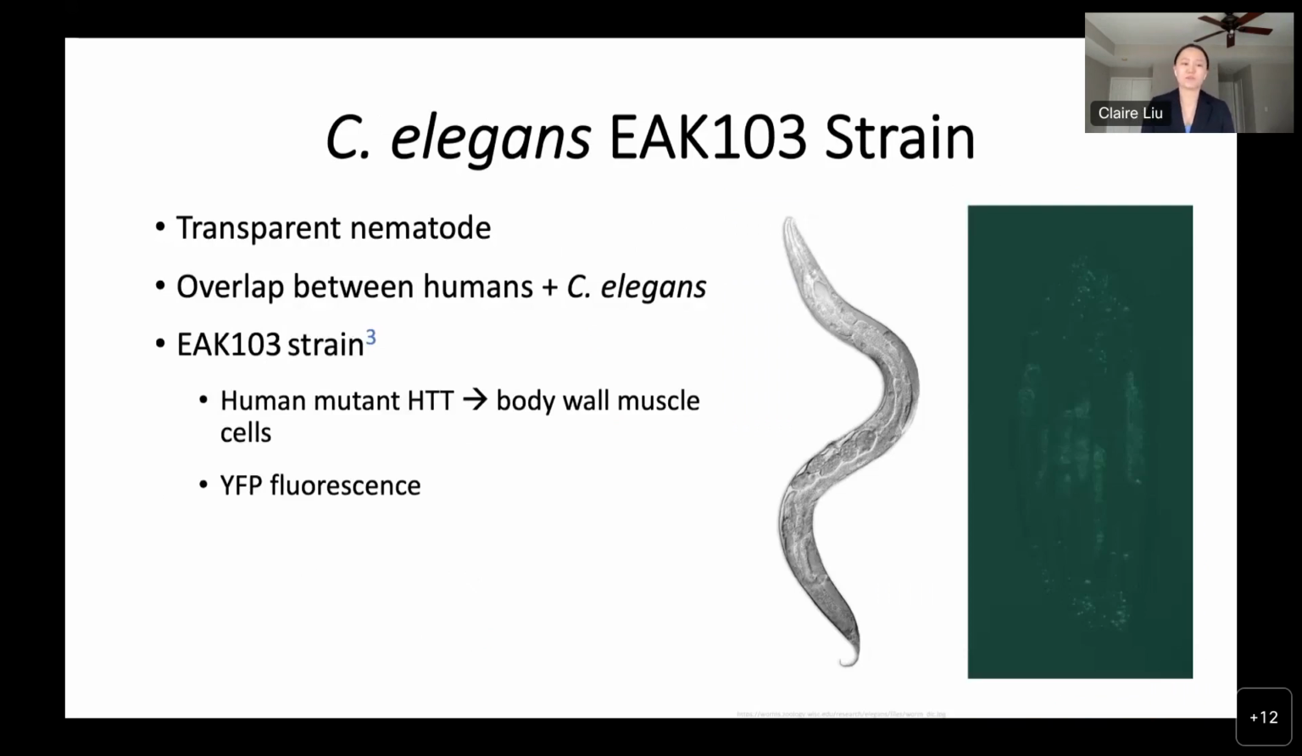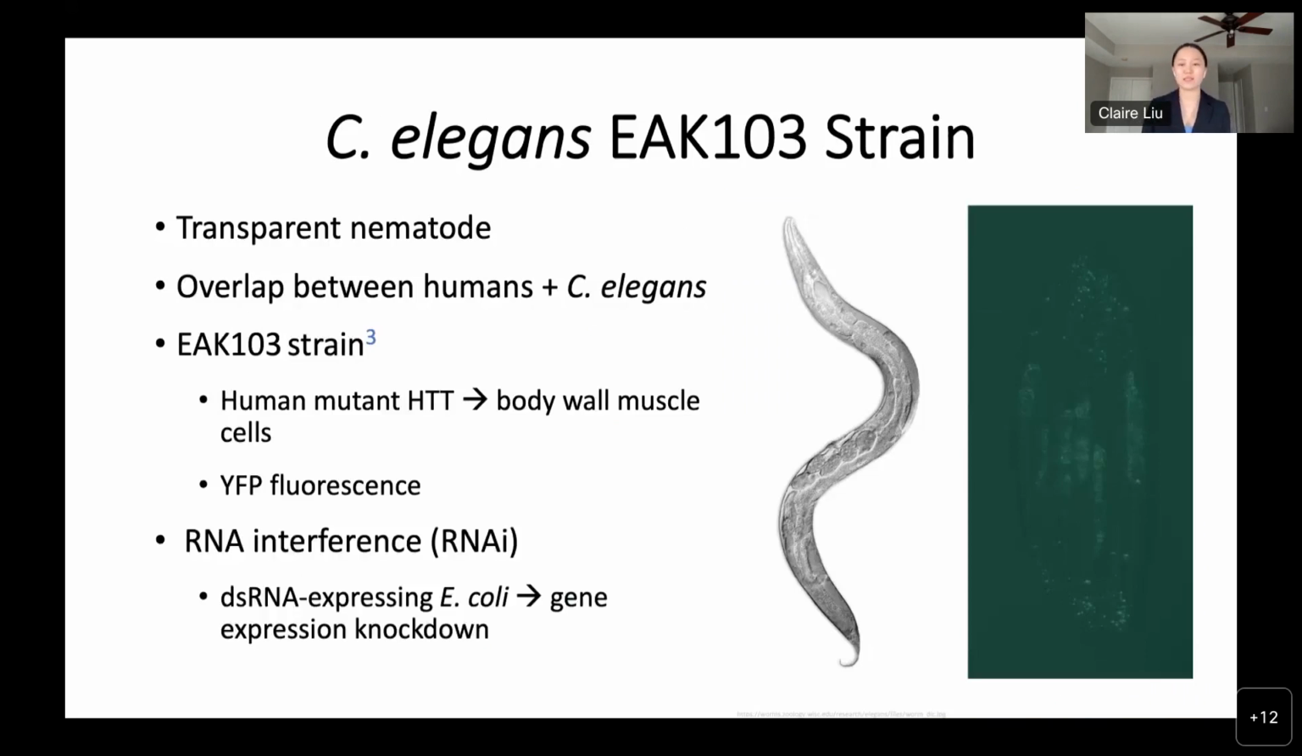Now, the EEC103 strain is a specific type of C. elegans that has been genetically engineered to contain human mutant Huntington protein expressed in their body wall muscle cells. It's also tagged to YFP yellow fluorescence, as you can see in this image right here, which makes it easily visible. And lastly, we can use RNA interference, which is a technology that's able to knock down specific gene expression in C. elegans by feeding them double-stranded RNA expressing E. coli.